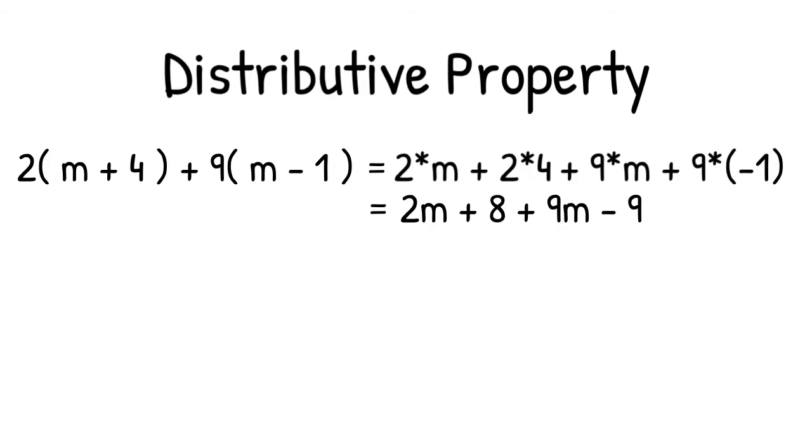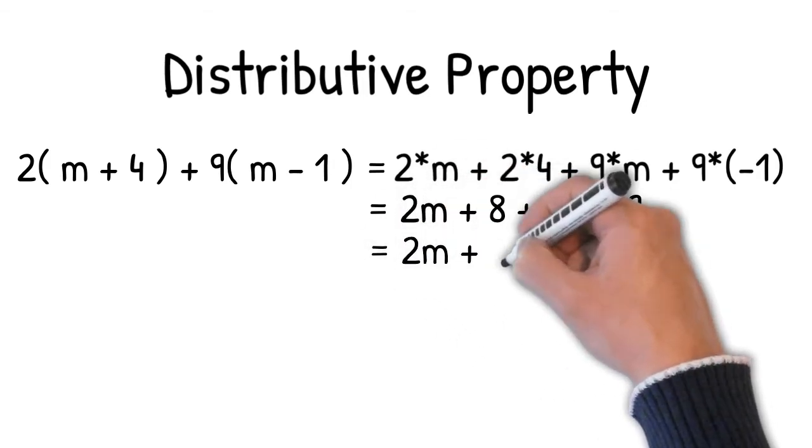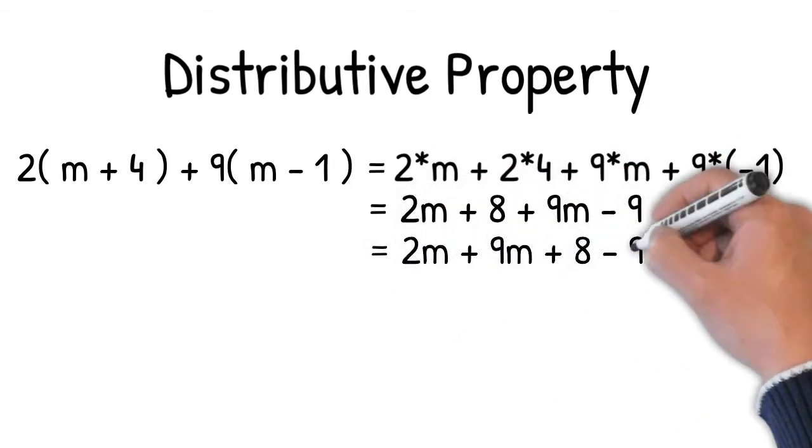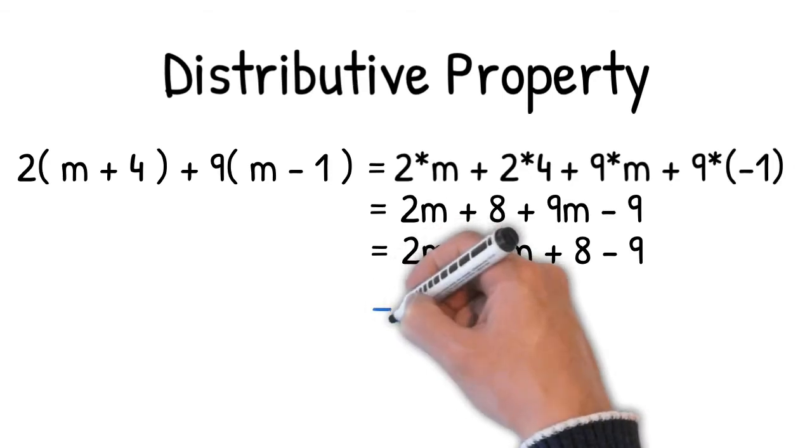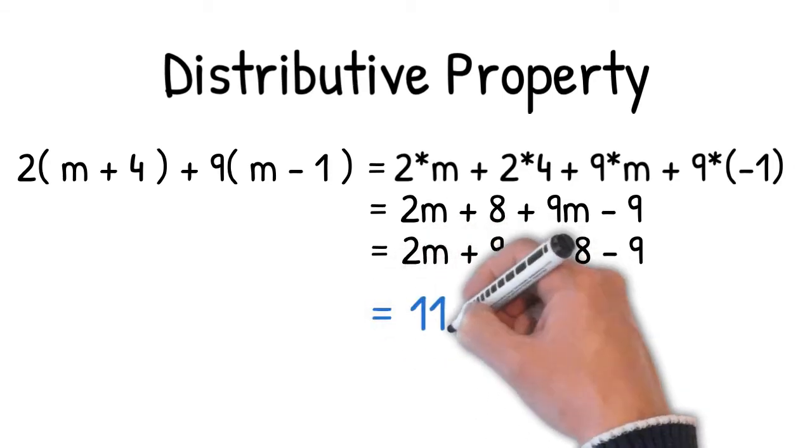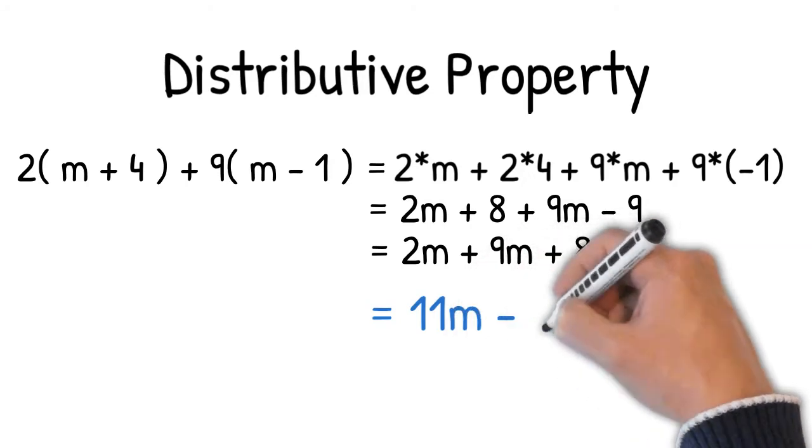Now let's combine like terms: 2m plus 9m plus 8 minus 9. 2m plus 9m is 11m, and 8 minus 9 is negative 1.